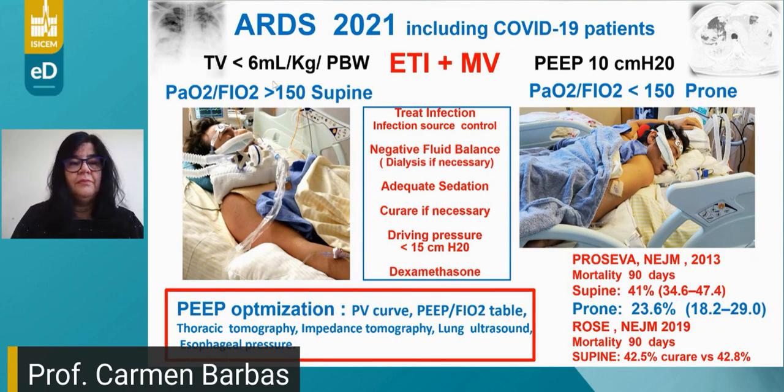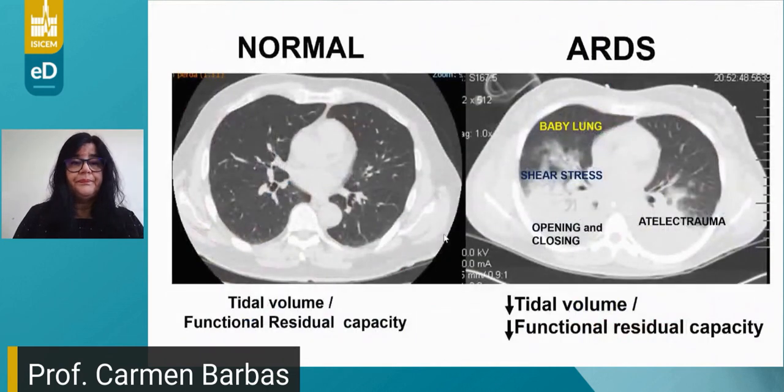The tidal volume is less than 6 ml per kilo of predicted body weight, PEEP of 10, and we get a gasometry. And if it's less than 150, we normally prone the patient because of the PROSEVA trial and try to do a protective ventilation with a PEEP optimization and low driving pressures.